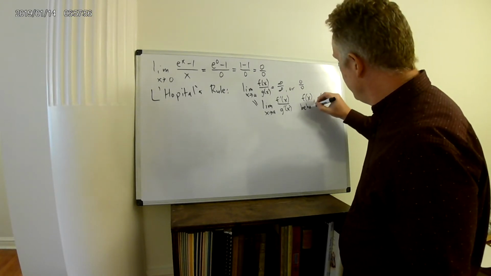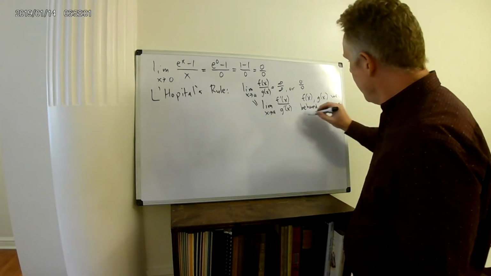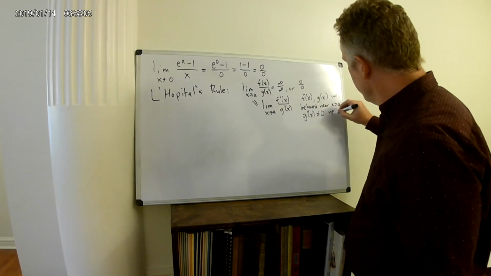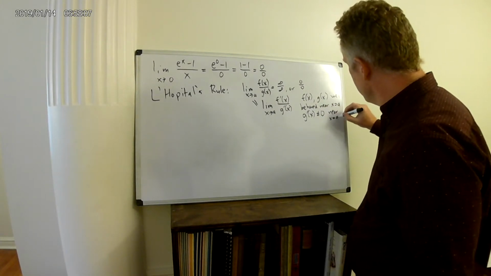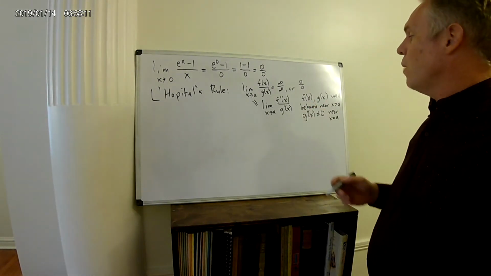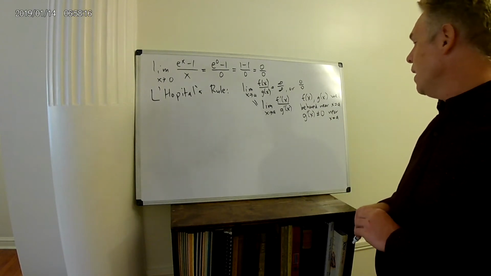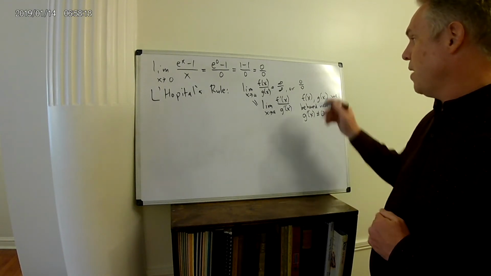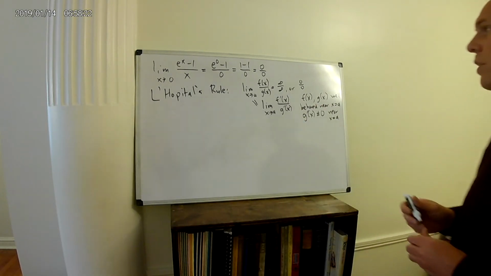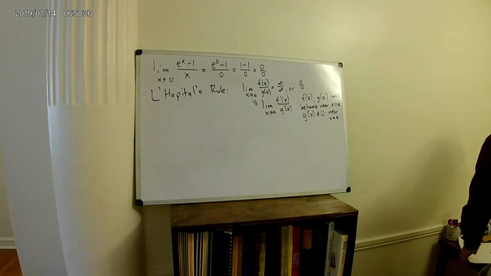They must be well behaved near x equals a, and g prime of x cannot equal 0 near x equals a. So these functions also have to be well behaved. There's a caveat around x equals a. We can't have g prime of x equals 0 near x equals a, and these have to be continuous and differentiable around x equals a. So let's see how we can use L'Hopital's Rule to evaluate a limit.